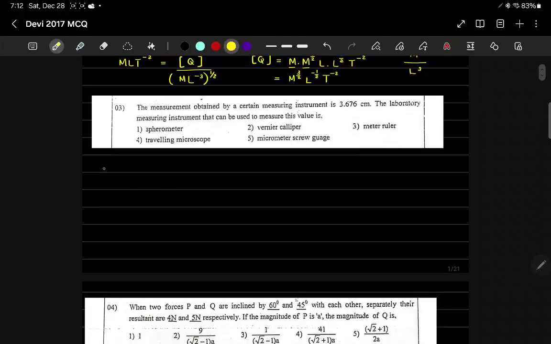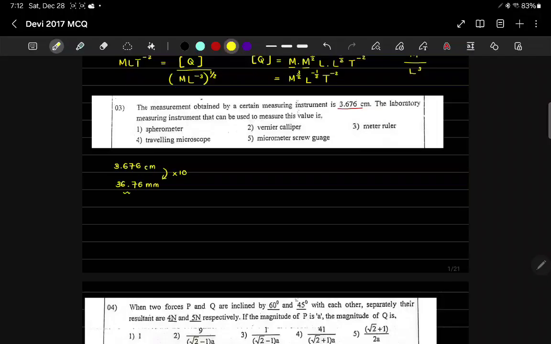Question number 3. Now when doing this question, the thing is, we have to look at this reading. This reading is 3.676 centimeters. Now in millimeters, it should be 36.76 millimeters. When converting this to millimeters, we have to multiply it by 10.